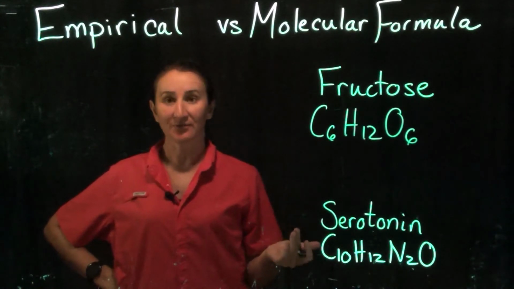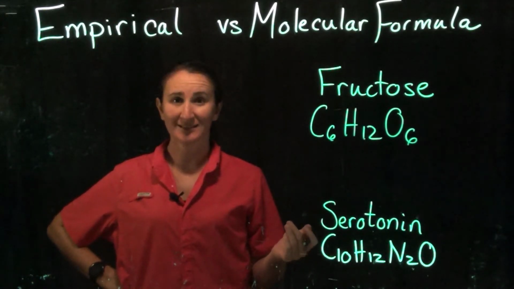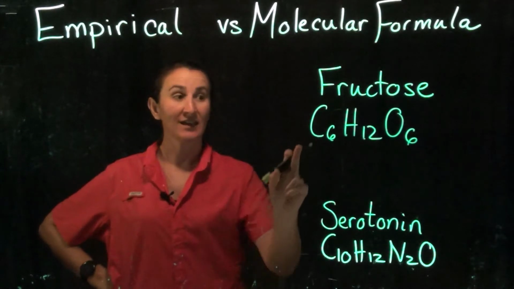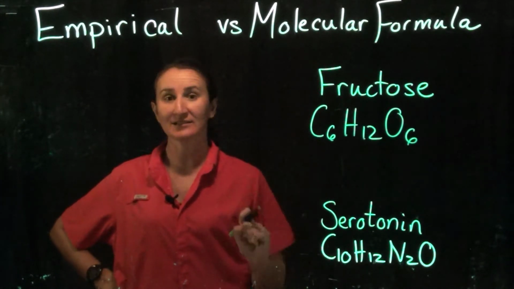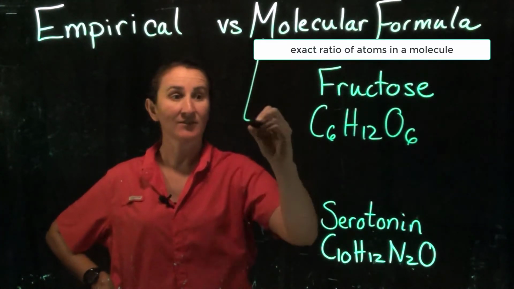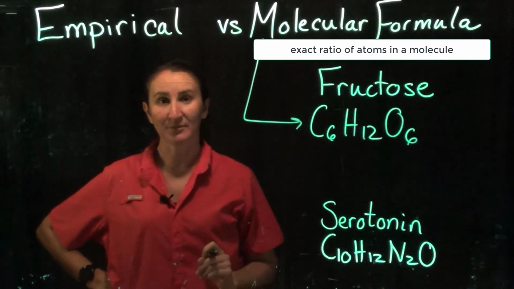This video is going to look at the difference between empirical and molecular formulas. So if we have something like fructose, it has the molecular formula of C6H12O6. That is the formula that we've been working with predominantly up until now.